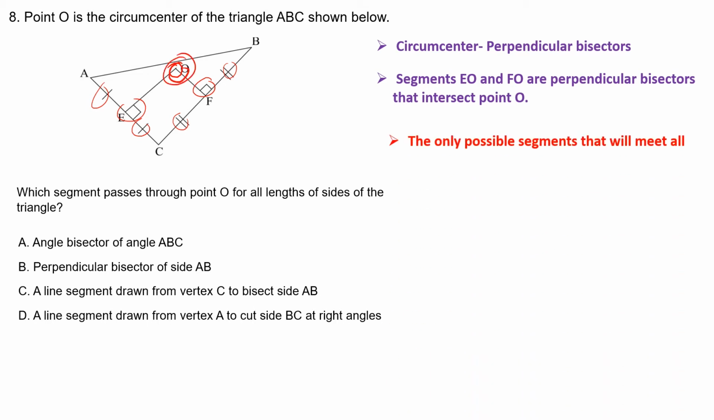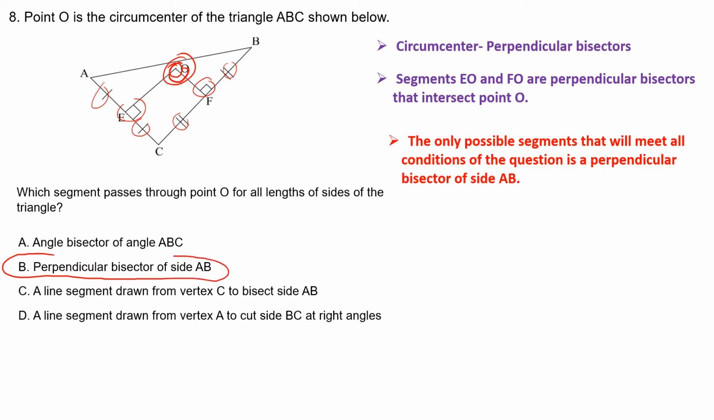And so the only possible segment that will meet all conditions of the question is a perpendicular bisector of side AB. And so, what do you know? B, we have that right here, perpendicular bisector of side AB.